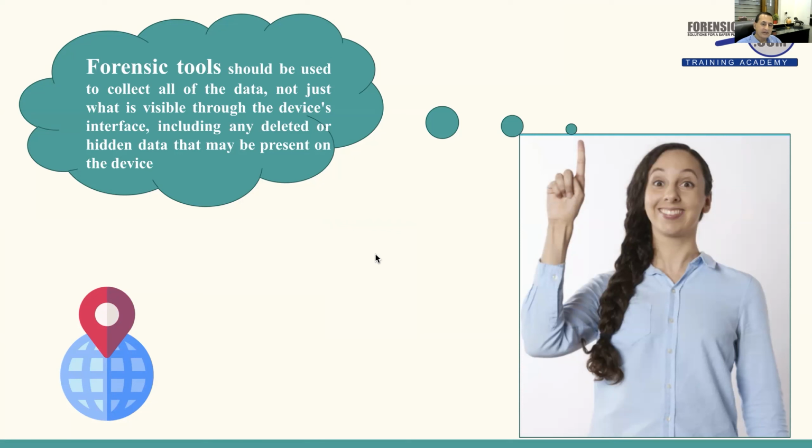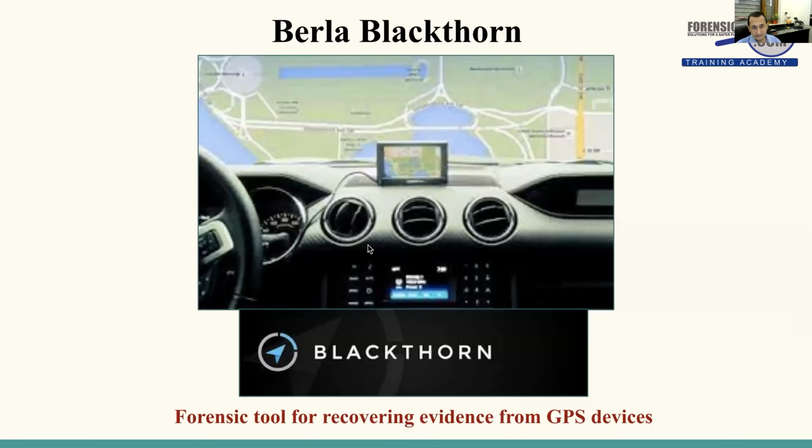We get the information that is visible, and also the data that is not visible, which may be hidden, which may be deleted, but still may be present on the device. So the world's most powerful and the best tool in this area is a tool called Burla Blackthorn. Some of you may have heard of it. It is extensively now also being used for vehicle forensics as well. It is basically a tool used for recovering evidence from GPS devices.